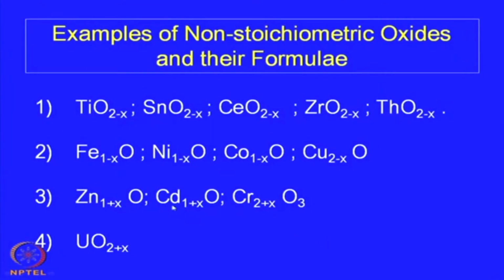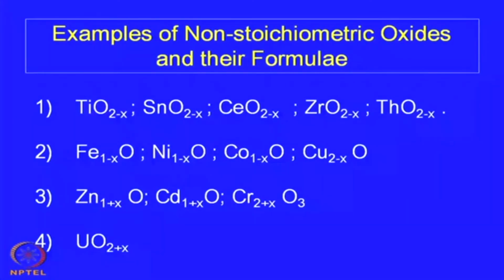ZnO, CdO, cadmium oxide, chromium oxide, all of them are written as 1 plus x, which means there is a metal interstitial. These are oxygen deficient oxides like the first category, with less oxygen, but in the first case the oxygen deficiency is because of oxygen vacancy, and in this case the oxygen deficiency is because of metal interstitials.